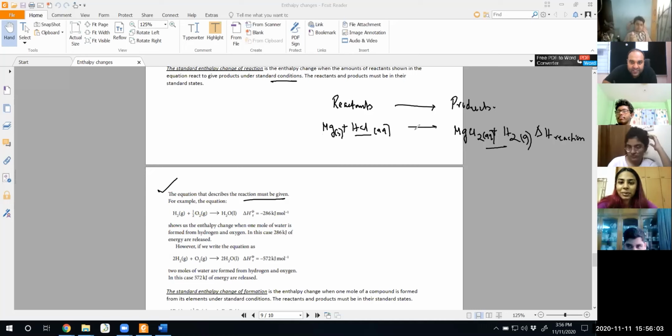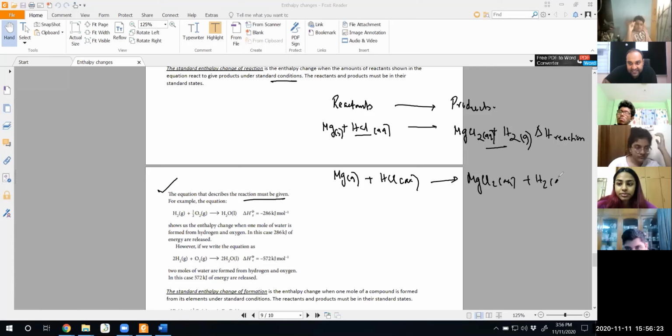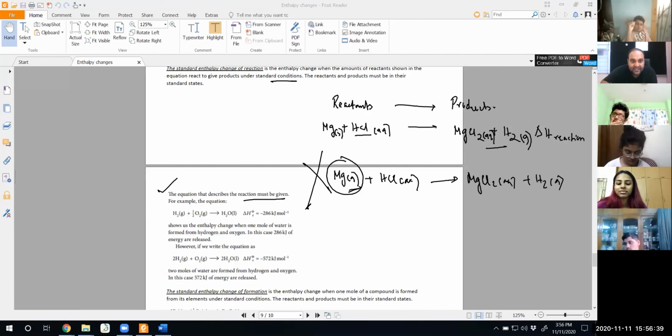So we can consider this to be an enthalpy change of reaction. Why? Because these are all under standard states. But suppose you have taken magnesium in gaseous state, and then HCl was in aqueous state, and then you got magnesium chloride, which was again in aqueous state, and then you got hydrogen, which was in gaseous state. So magnesium in its gaseous state, is it under standard conditions? No, sir. So this will not be considered a standard enthalpy of reaction.